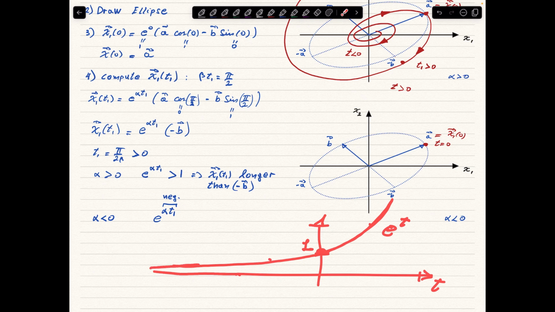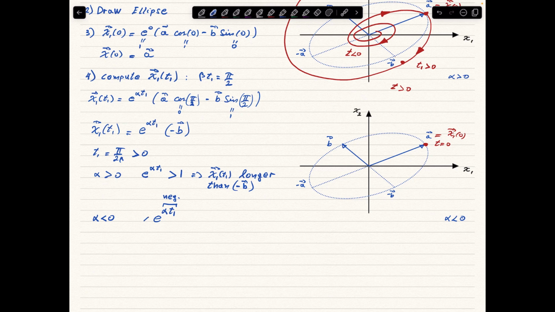So the exponential is always positive. First thing that we realize is the exponential is always positive, and for t negative it is less than 1, because it takes values here. It's never negative. This is t negative, this is t positive. So what we conclude is that for alpha negative, recall that t1 is positive, so the product is negative. The exponential is positive, but less than 1.